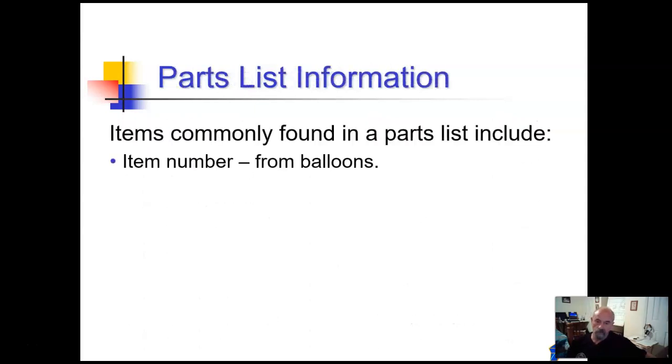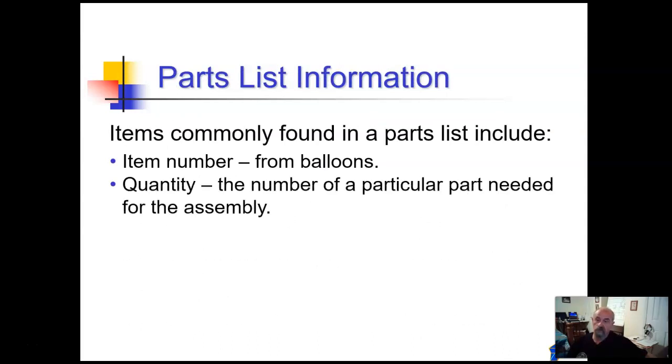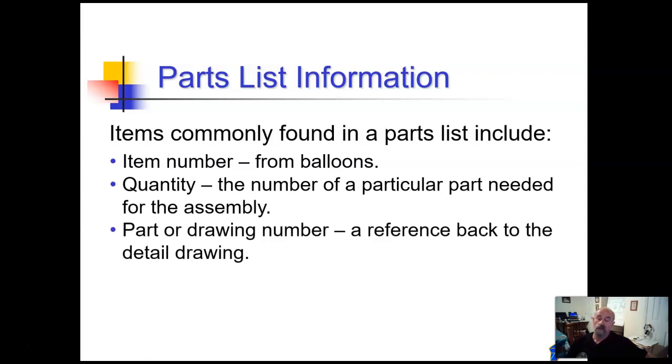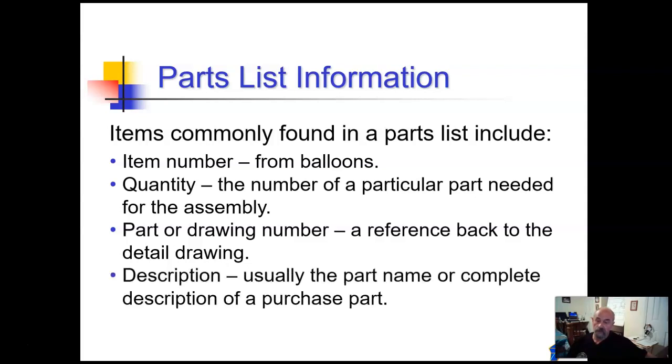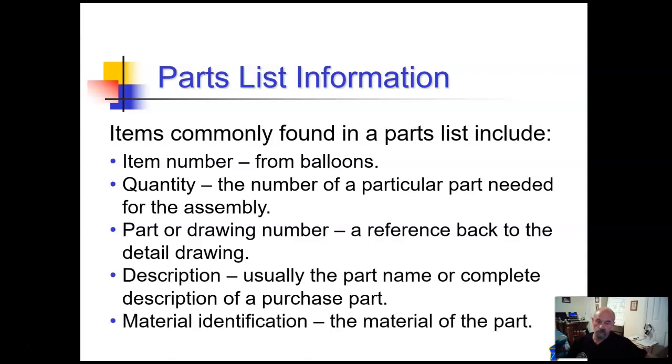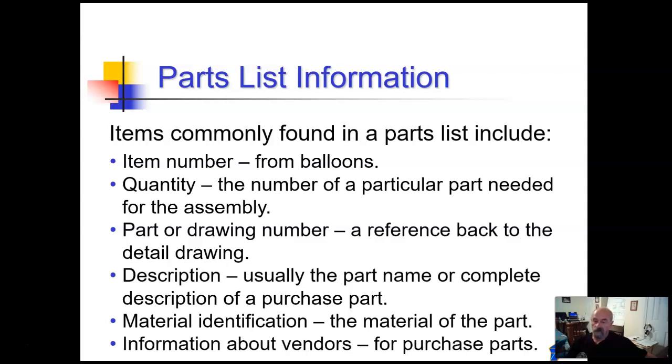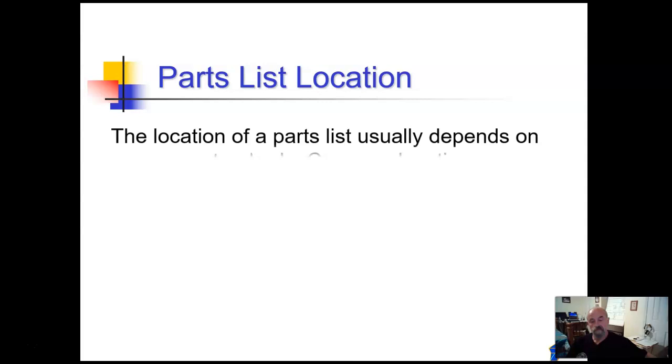Items commonly found in a parts list include item number from balloons, quantity, the number of a particular part needed for the assembly, the particular part or drawing number, a reference back to the detail drawing, description, usually the part name or complete description of a purchased part, and the material identification, the material of the part, what it's made of. Information about vendors for purchased parts, who to contact if you need more of them, or replacement ones for maintenance.